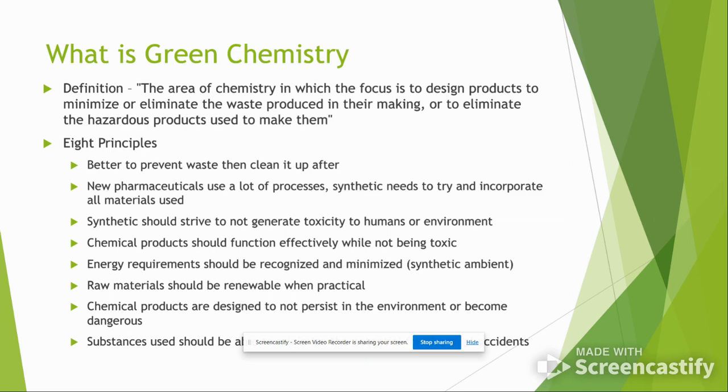Also, energy requirements should be recognized and minimized, or synthetic processes should be at ambient temperature and pressure. Next, raw materials should be renewable when practical. After that, chemical products are designed to not persist in the environment or be dangerous. And last of all, substances used in a chemical process should be chosen to minimize the potential for chemical accidents.